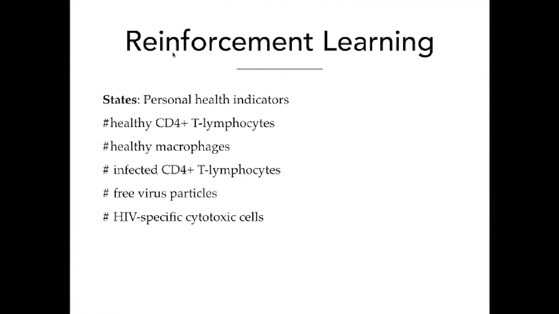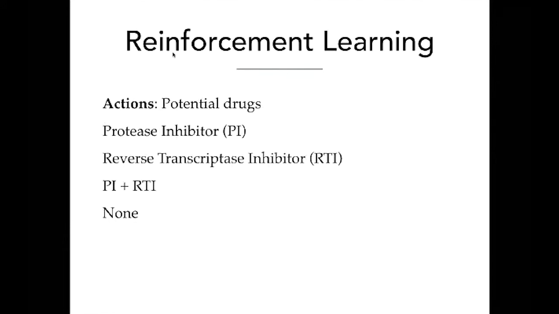So these states are these personal health indicators. The patient goes in, gets a blood test, and can count in a certain volume of blood the number of healthy CD4 plus T lymphocytes, the number of healthy macrophages. Some of these things are good and some of these things are bad. The actions are the potential drugs. Some common drugs used for treating this are a protease inhibitor and a reverse transcriptase inhibitor. You could use those separately, you could use both, or you could use none.